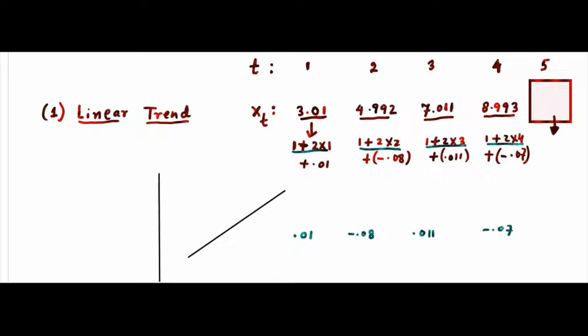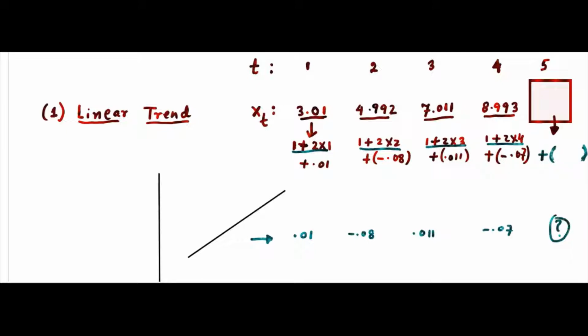We will apply a time series model here. Suppose I want to apply AR1, ARMA11, whatever. I will apply a time series model to this data to predict this one, and then I will write that value here, plus this. So the prediction, the time series model, I will apply here.